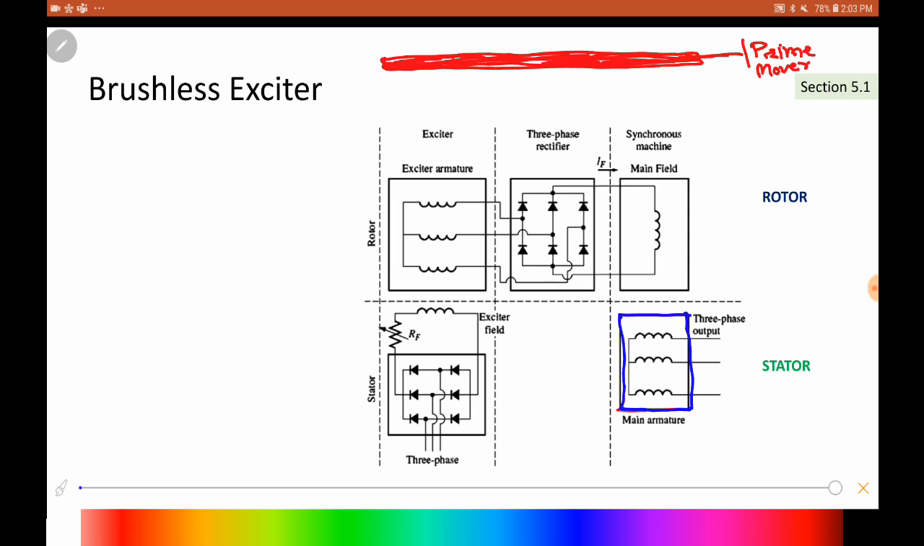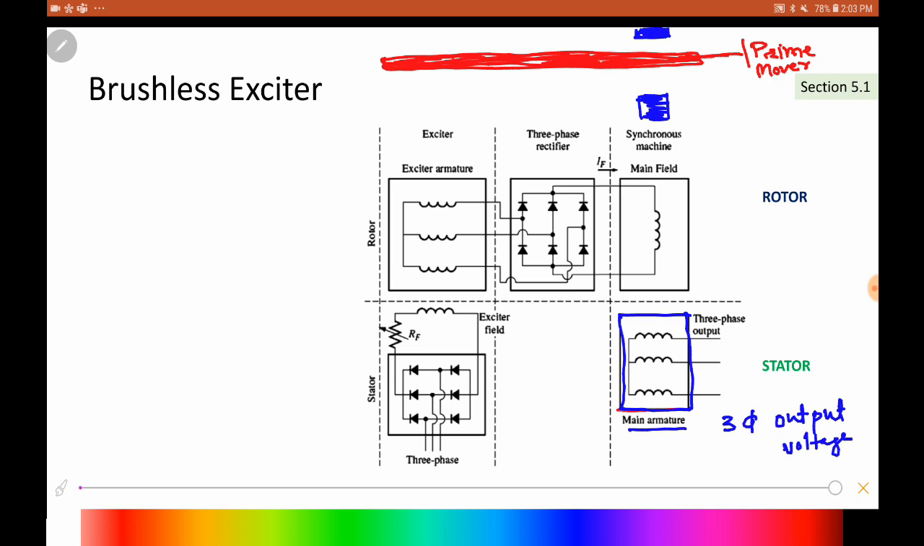So this stator is the main stator, or in other words the main armature that generates the three-phase output voltage, which is what we want to generate. That is, for example, placed over here. So this is the side view. This is how the machine will look like. So that is placed over here. Okay, you have a stator on the top, and you have the rotor in between.